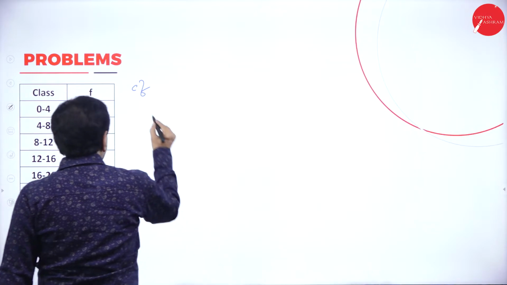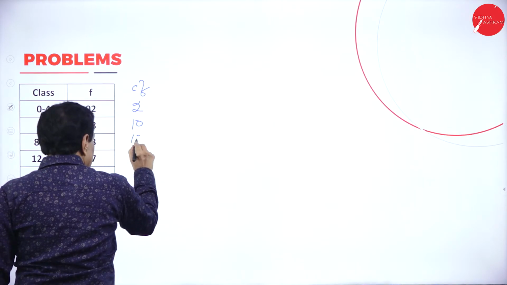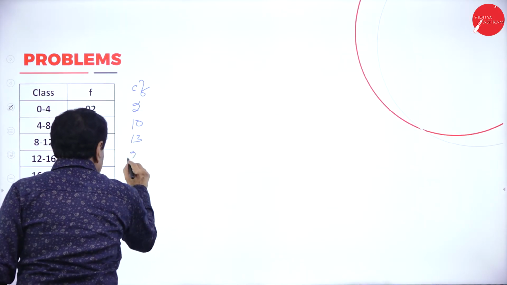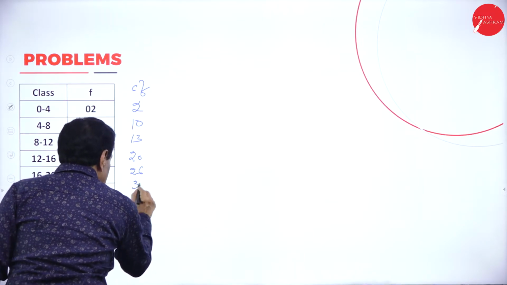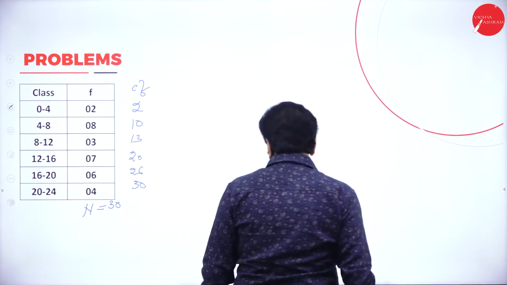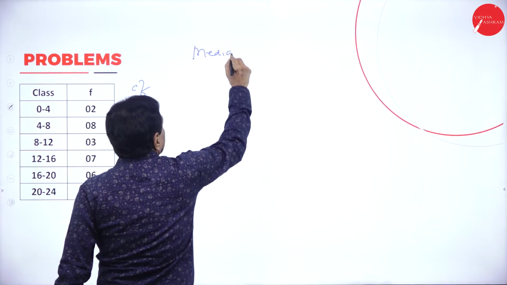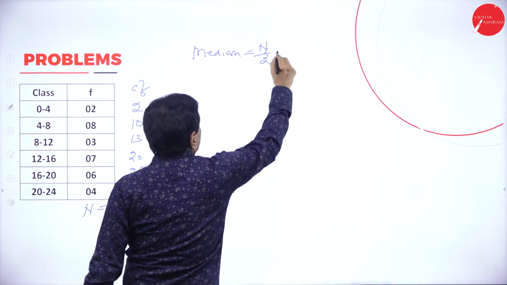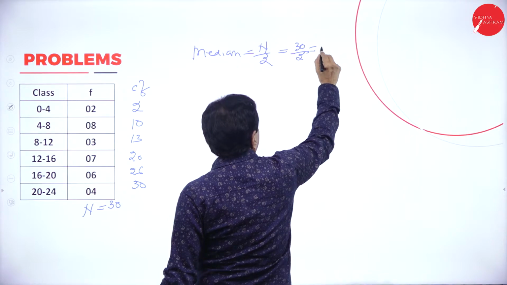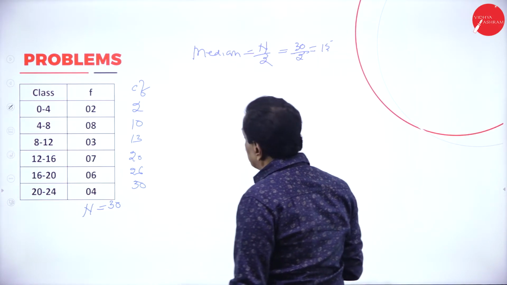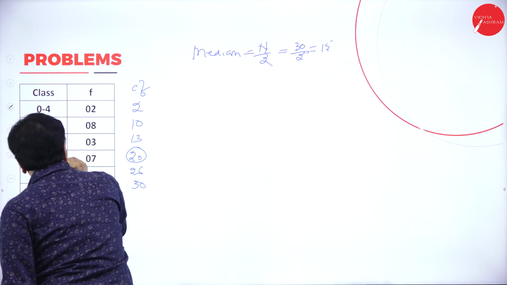See here. What is the first number? 2. Add 8, 10. Add 3, 13. Add 7, 20. Add 6, 26. Further 4 should be added. It becomes 30. The total comes to 30. Apply the formula. Median is equal to n by 2. N is total number of frequency. What is your n? 30. Divided by 2. It will come 15. Find 15 in CF. 15 will come under 20. The consent class is 12 to 16.